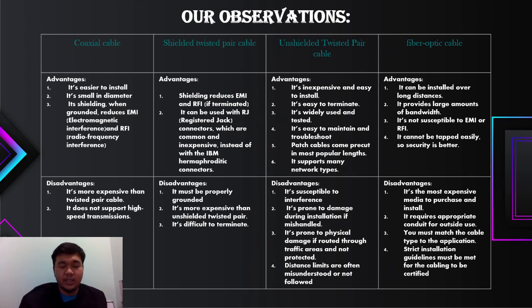The disadvantages are that it must be grounded properly. It is more expensive than the unshielded twisted pair. Of course, it is more expensive because it has a shielded part compared to the unshielded twisted pair, which will be explained by Danish. And lastly, it is difficult to terminate. I think I have a lot more to talk about, but that's all for me for now. Inshallah, the other part will be continued by Danish. So I'll let him proceed. Thank you.